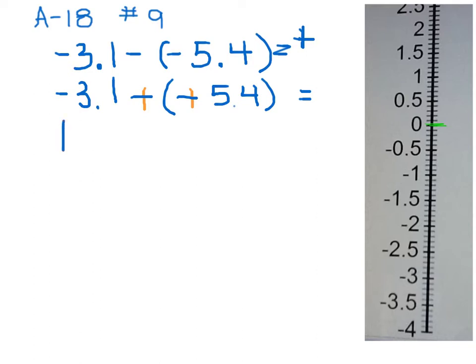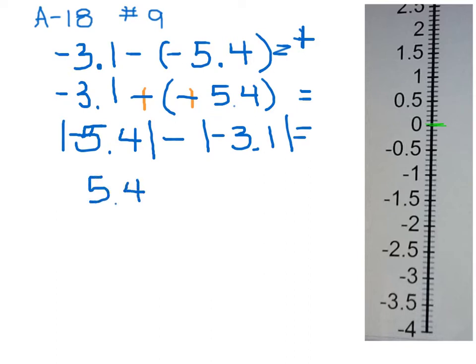And we're going to have the absolute value of negative, well, I guess now it's positive 5.4. And from that, we're going to subtract the absolute value of negative 3.1. And that's going to give us 5 4/10 minus, and then the absolute value of negative 3 1/10 is positive 3 1/10. So there we go. And now we simply subtract. So we line up our decimal places. 4 minus 1 is 3. 5 minus 3 is 2. So our answer is 2 3/10.